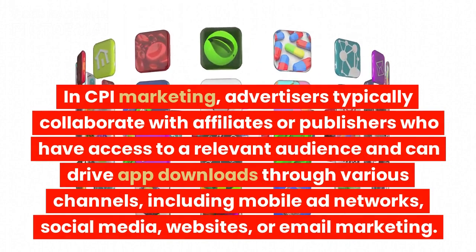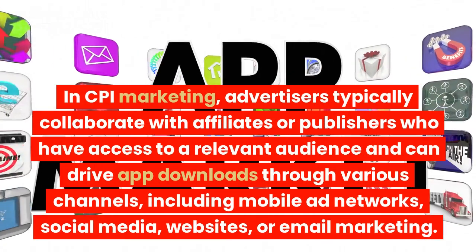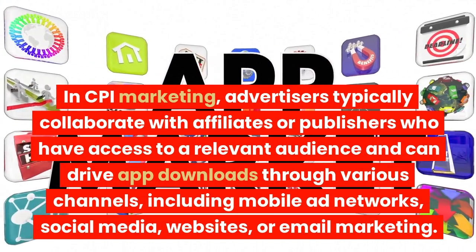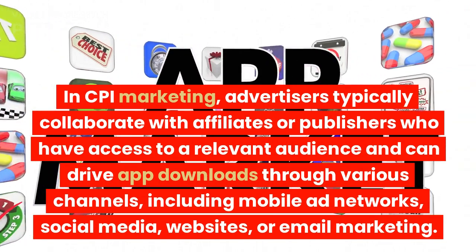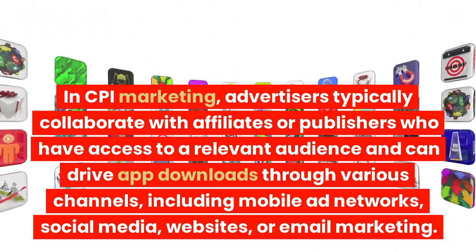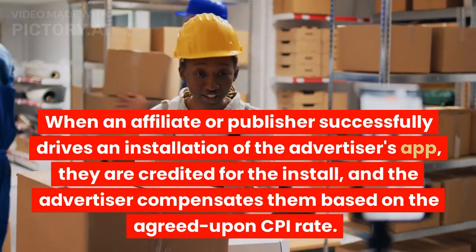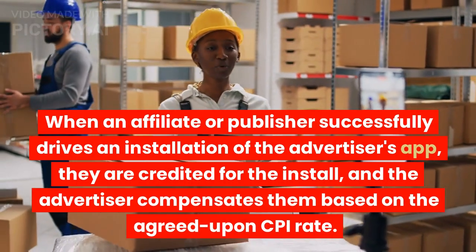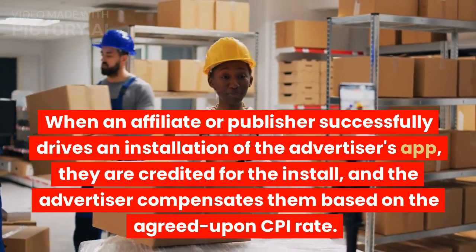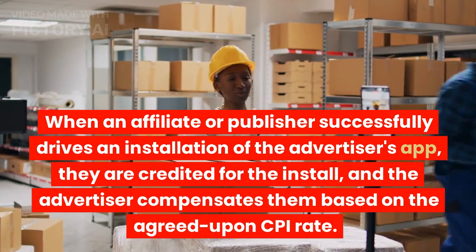In CPI marketing, advertisers typically collaborate with affiliates or publishers who have access to a relevant audience and can drive app downloads through various channels, including mobile ad networks, social media, websites, or email marketing. When an affiliate or publisher successfully drives an installation of the advertiser's app, they are credited for the install, and the advertiser compensates them based on the agreed-upon CPI rate.